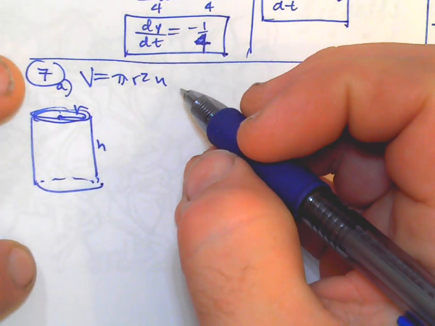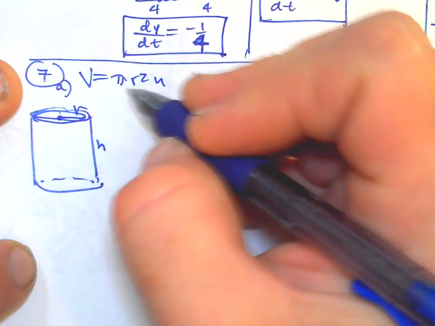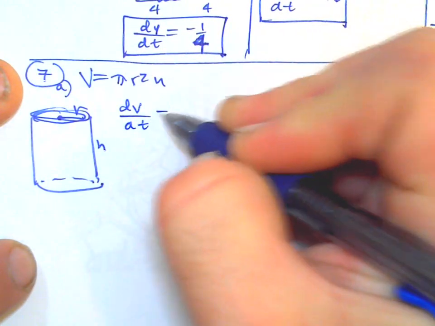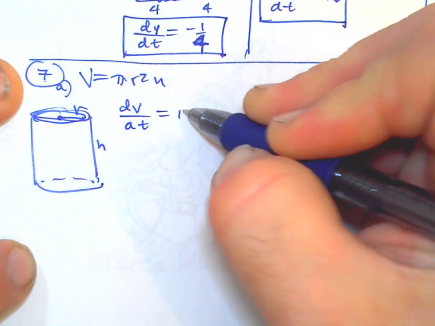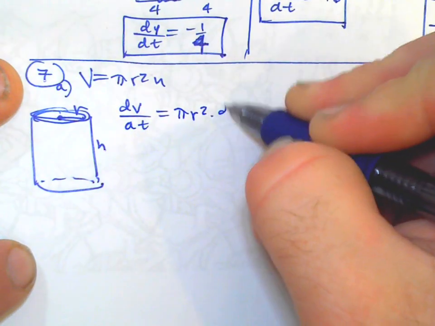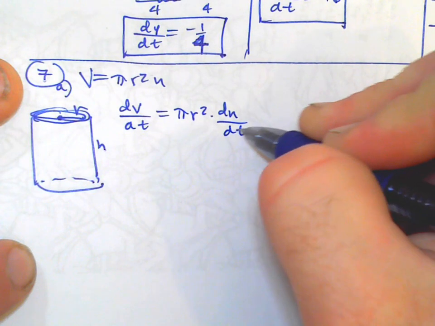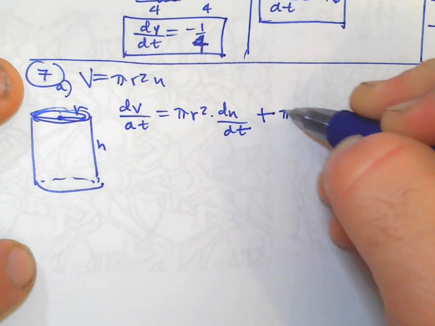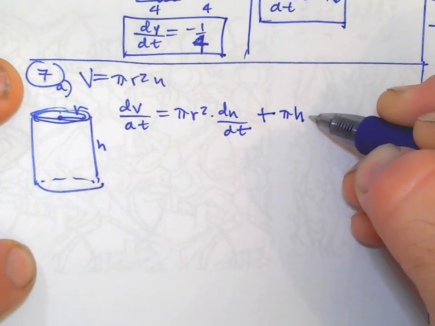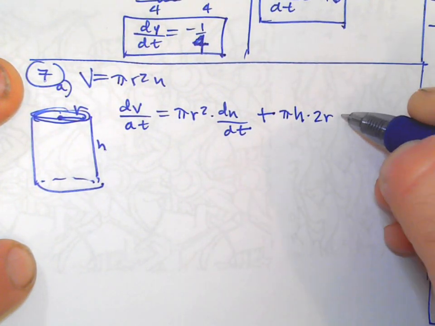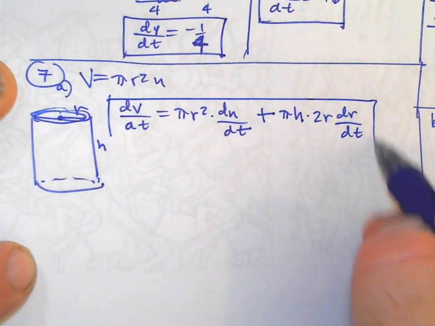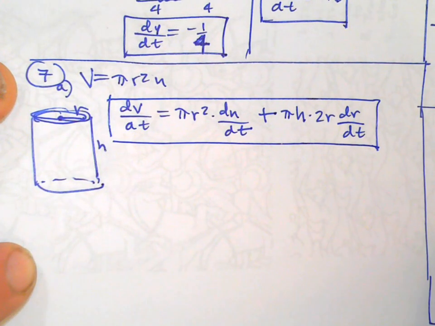So how are they related? Well, we would have to take the derivative with respect to time. So dV/dt equals, we've got to do a product rule here. So we could do pi r squared times dh/dt, pi is just a number, plus pi h times the derivative of r squared, which would be 2r dr/dt. So that is how they are related.